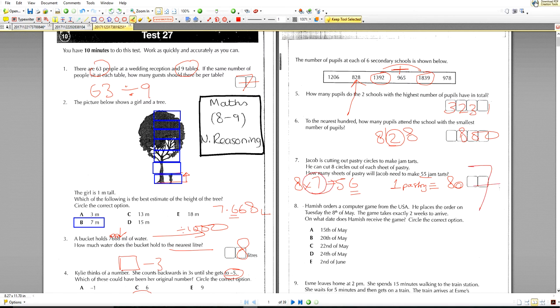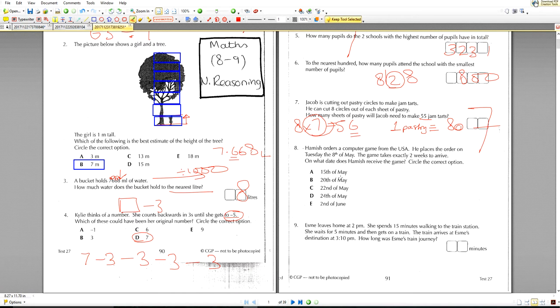Question number 8. Hamish orders a computer game from the USA. He places the order on Tuesday the 8th of May. The game takes exactly 2 weeks to arrive. On what day does Hamish receive his game? Okay, so we have 8 and 2 weeks. You're going to add another 14 onto that. So that'll give you a total of 22. So the answer is C.